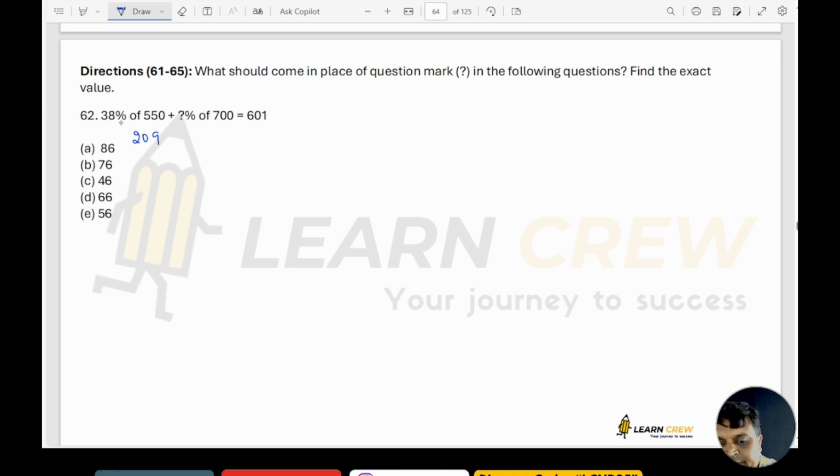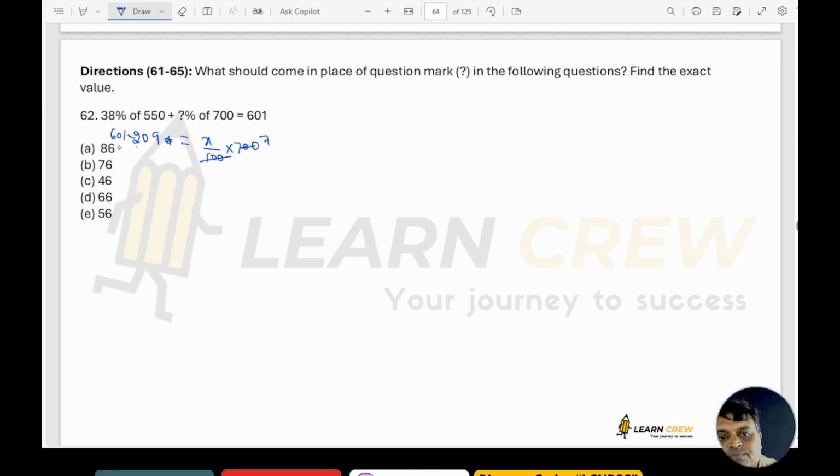55% of 380 is 190 plus 19. 190 plus 19 is 209. 209. Okay. Now 601 minus 209. 601 minus 209 is equal to X percentage of 700. So 100 7 times 7x.